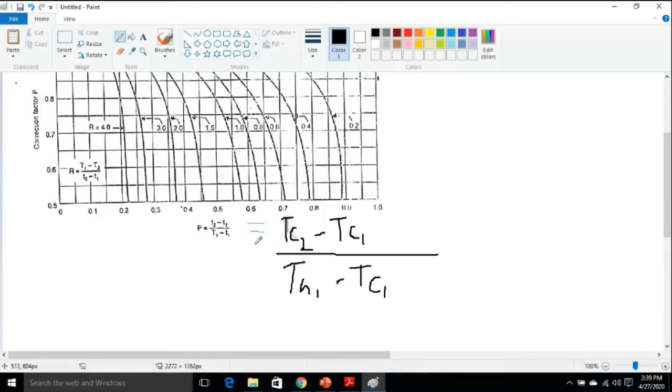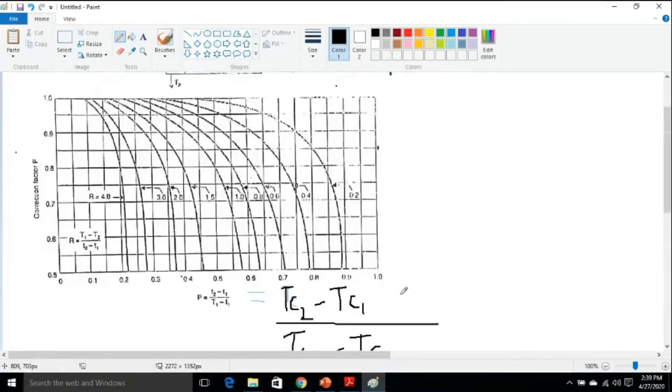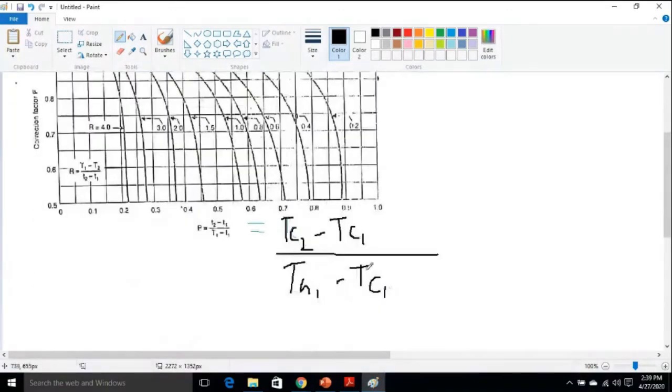Yes, sir. Okay, so on the x-axis we have a ratio and the ratio is given by TC2 minus TC1 divided by TH1 minus TC1. Now here all the temperature values will be given to you. Since all the temperature values are given, or you might determine those values, you can find out this ratio on the x-axis. So I will assume that the value on the x-axis is known. Consider that it is equal to 0.4. Just assume that this ratio is equal to 0.4.